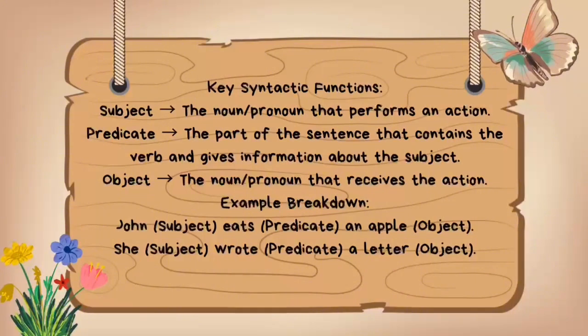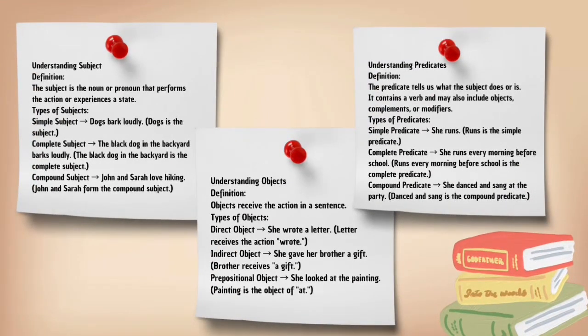Imagine a sentence without a subject. "Runs quickly." Who runs? We don't know. Or imagine a sentence without a predicate. "The cat." What about the cat? Did it sleep, jump, or run? Again, we don't know. This is why understanding subject, predicate, and objects is essential to mastering sentence structure.